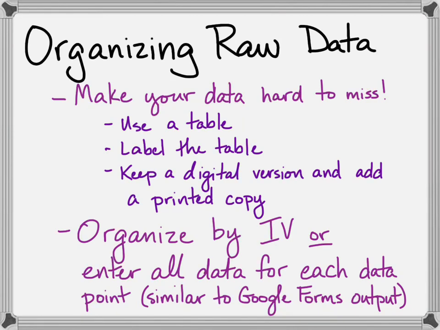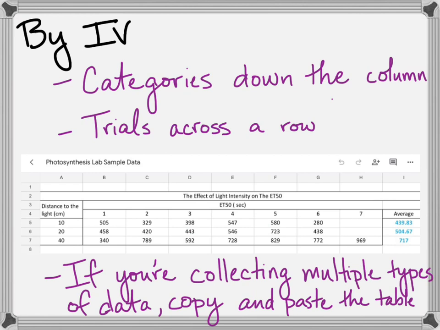Once you've decided how you want to organize your data table, let's take a look at what it might look like by independent variable. So you would keep things organized by your independent variable and only put numbers into the spreadsheet cells, right? Please don't type your units every time. You want to be able to make your life easier and average these later.